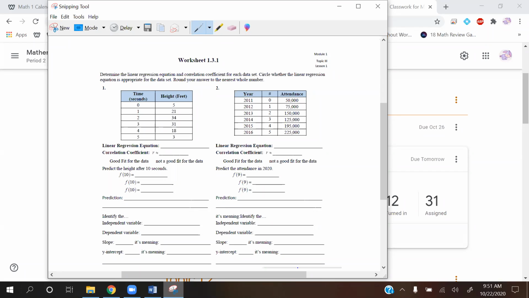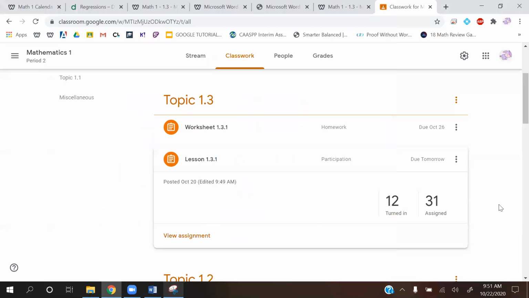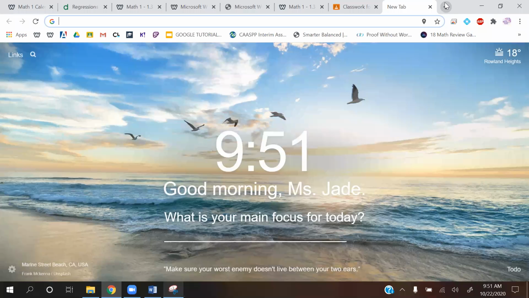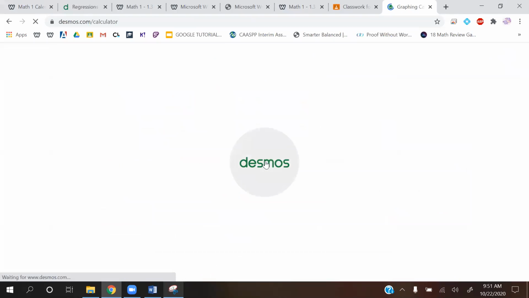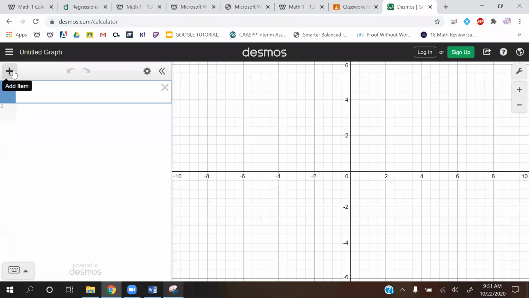Okay, so we have this t-table. I'm going to take a picture of the t-table so I don't have to keep going back and forth. And I'm going to enter this t-table into desmos.com. So over here on Google Chrome, I'm going to go to desmos.com, graphing calculator. And I'm going to press the plus sign for adding an item, and then I'm going to add a table.